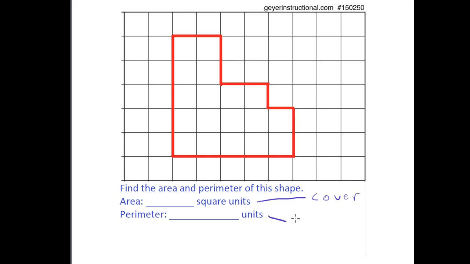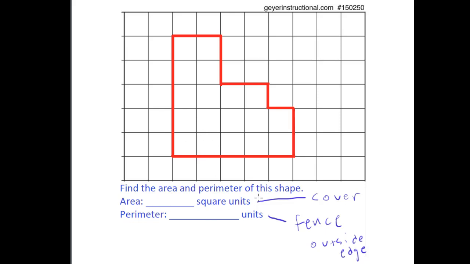Perimeter, I always think about a fence for perimeter. You can also think of it as the outside edge, everything that's going around the outside of this shape.